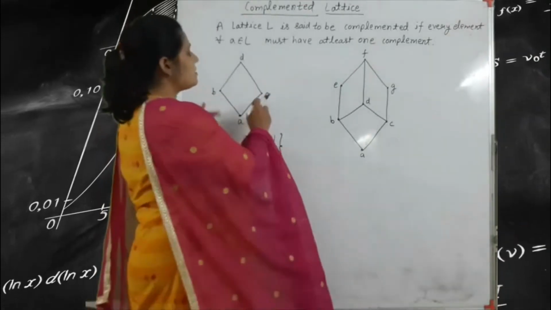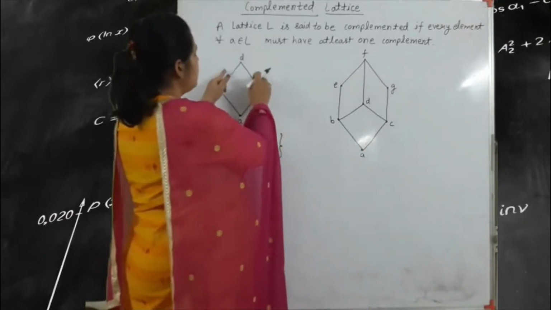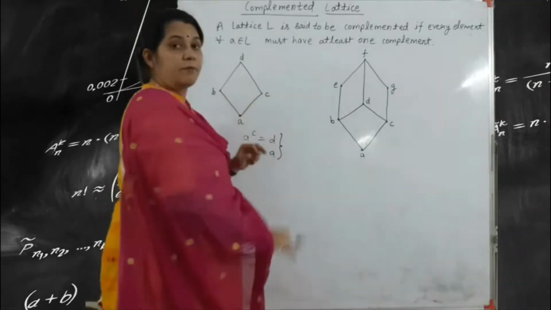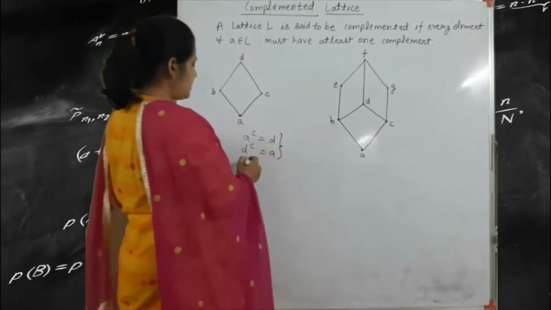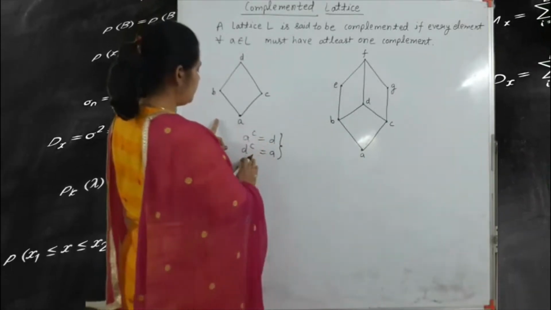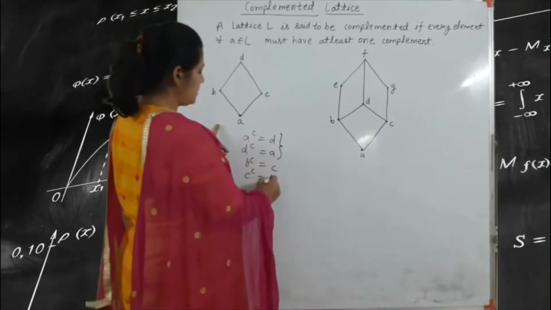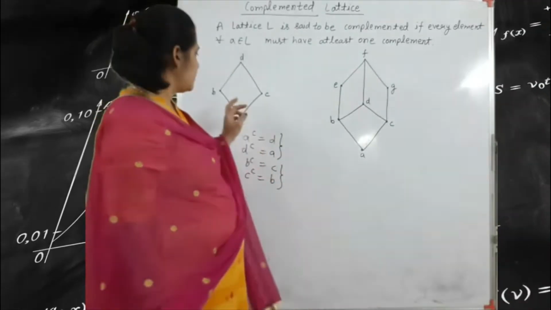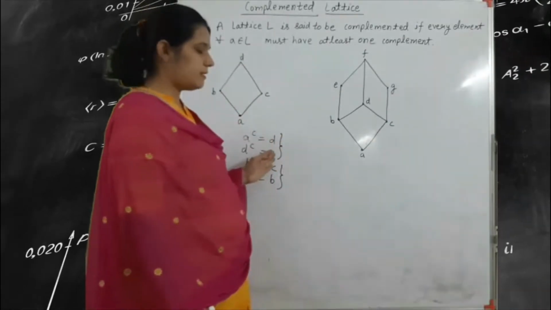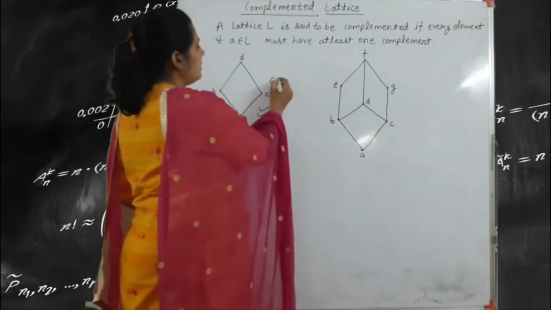Next we consider B and C, two elements. According to B and C, the join is the top of the system, D, and the meet is the bottom of the system, A. So we write that the complement of B is equal to C and the complement of C is equal to B. According to this diagram, at least one complement exists for every element, so this is a complemented lattice.